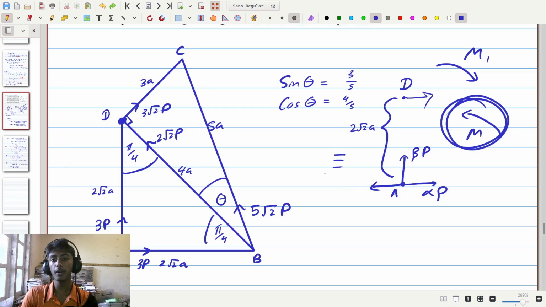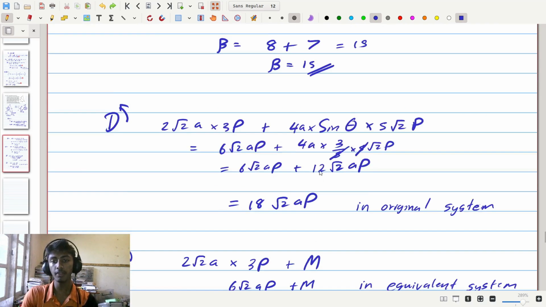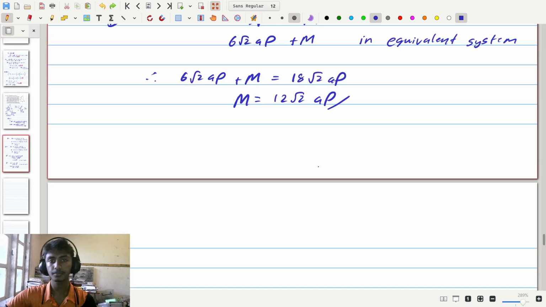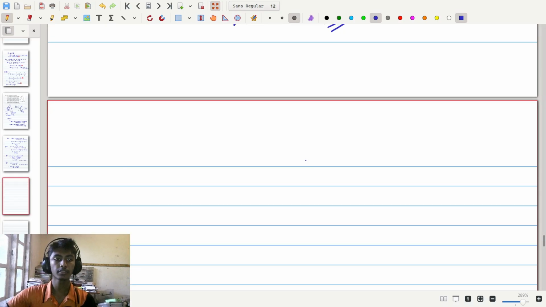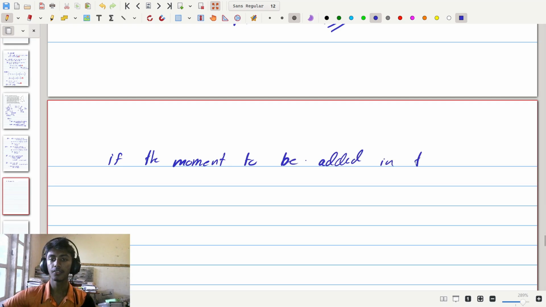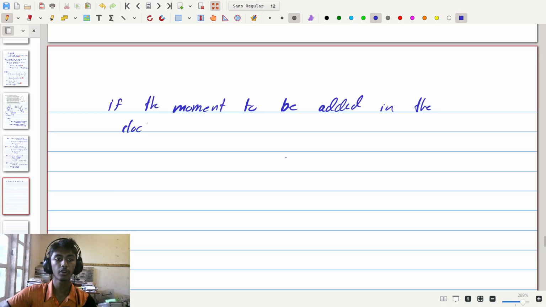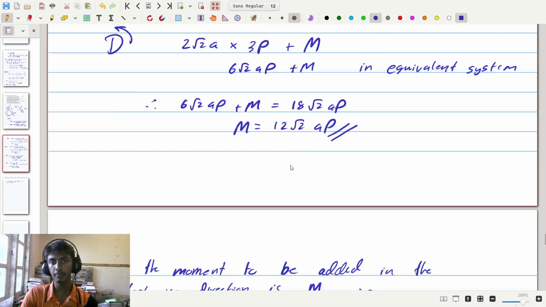So if we go down and write that down, we can say that if the moment needed to be added is m1, and the moment to be added in the clockwise direction, because we know it has to be clockwise, is m1. And we'll actually draw the diagram here just to give a better idea of what we're actually doing.